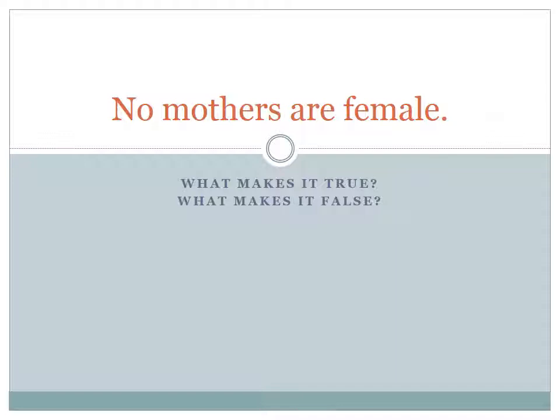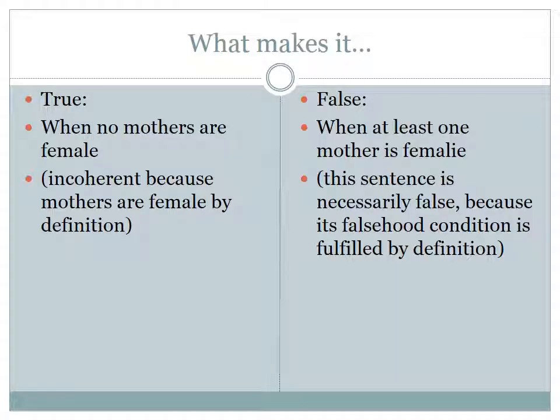Consider this sentence, no mothers are female. Again, what would make it true? What would make it false? If no mothers are female. And that seems incoherent in the same way as it seems like you could say, oh, there could be at least one triangle that doesn't have three sides. Because mothers are, at least by definition, in the biological sense, female.